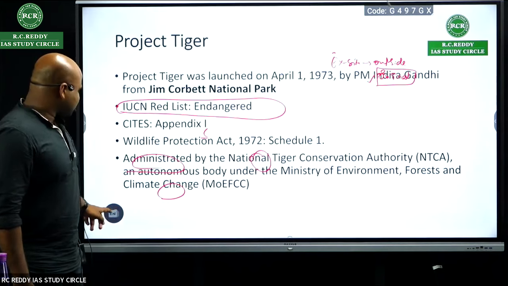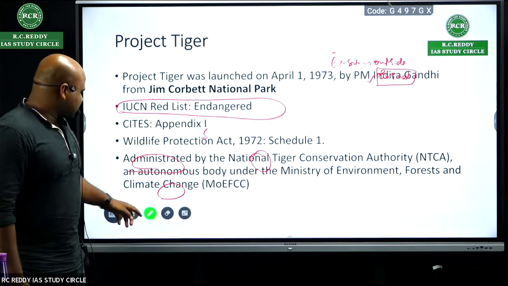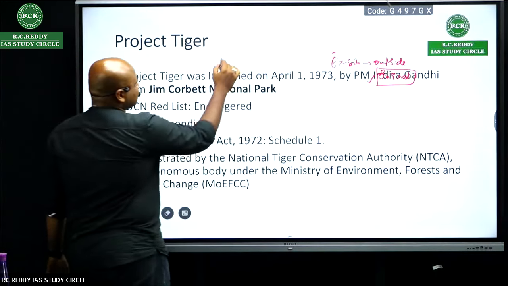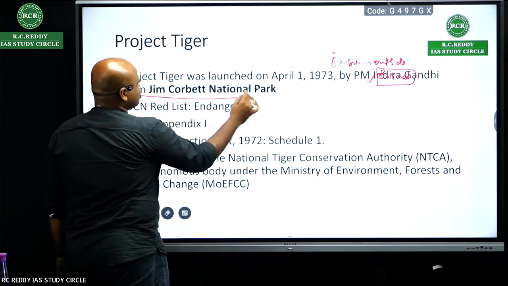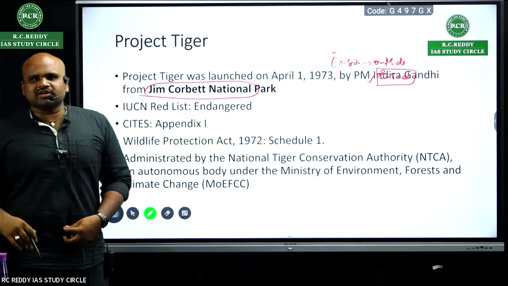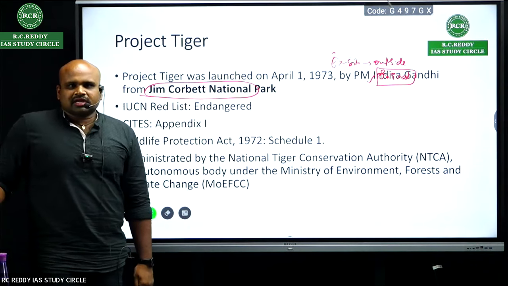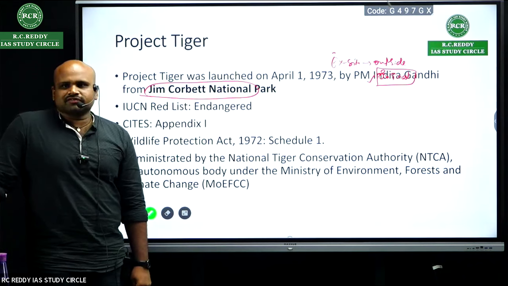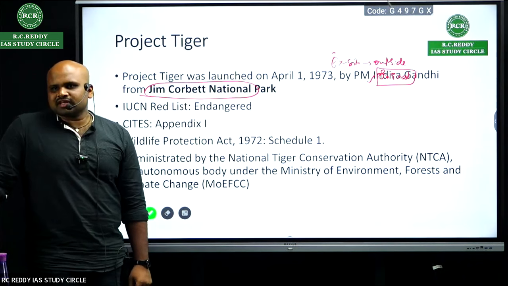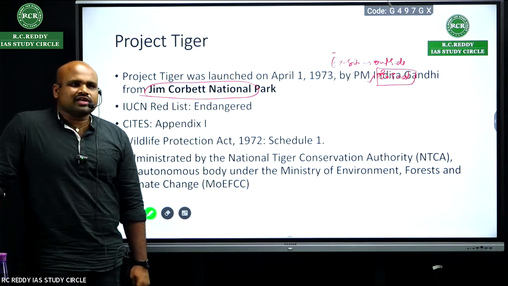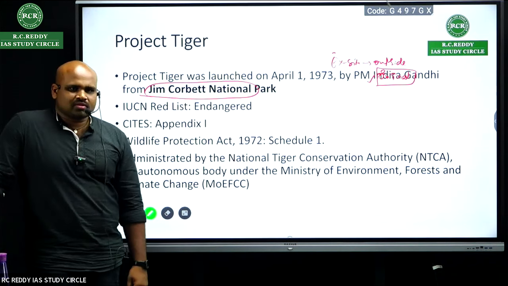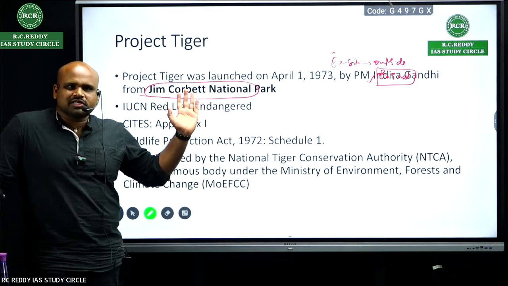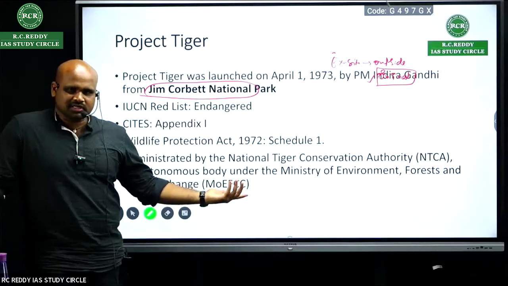Next, Project Tiger. What is the speciality of Project Tiger? 50 years. We have finished 50 years, and majorly it was initially undertaken in Jim Corbett. What is the speciality of Jim Corbett? The largest number of tigers are present in Jim Corbett. It is also the first tiger reserve which has been classified, and the highest density of tigers is present in Jim Corbett. Please understand, these three are the special features of Jim Corbett. And for the first time, Project Tiger was introduced where? Jim Corbett. So remember this.